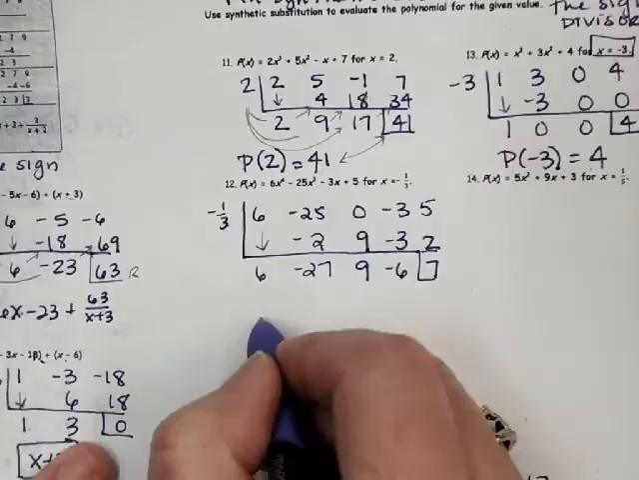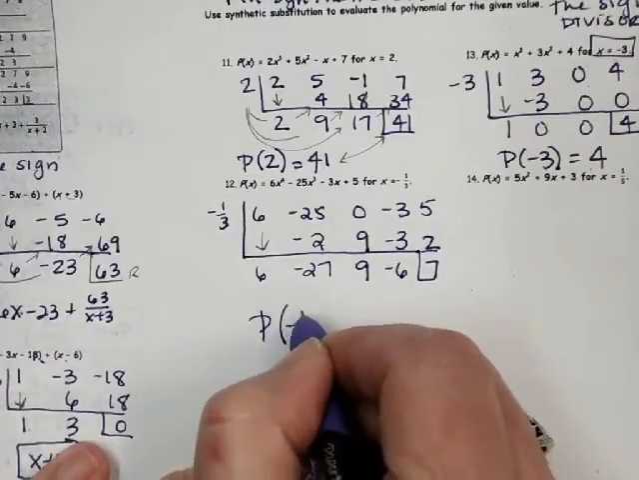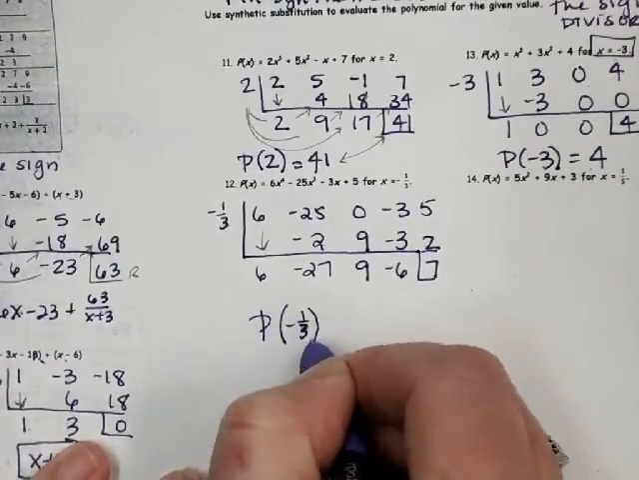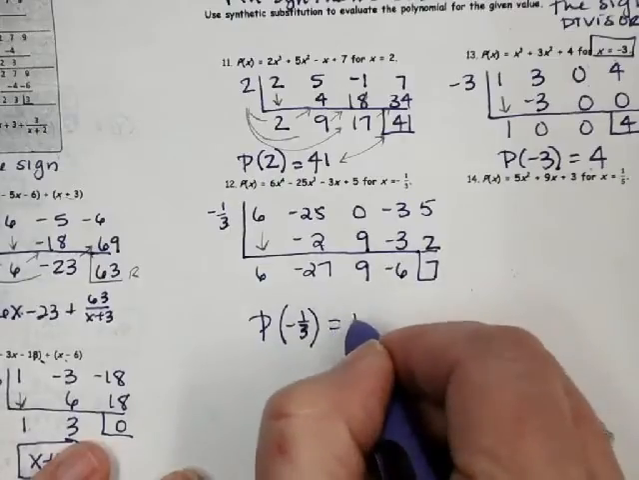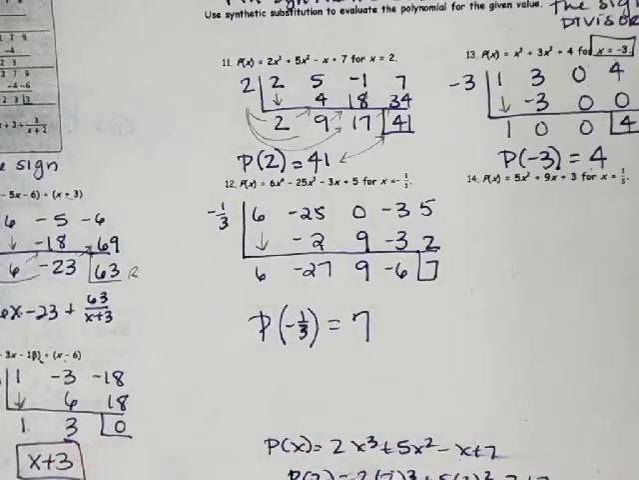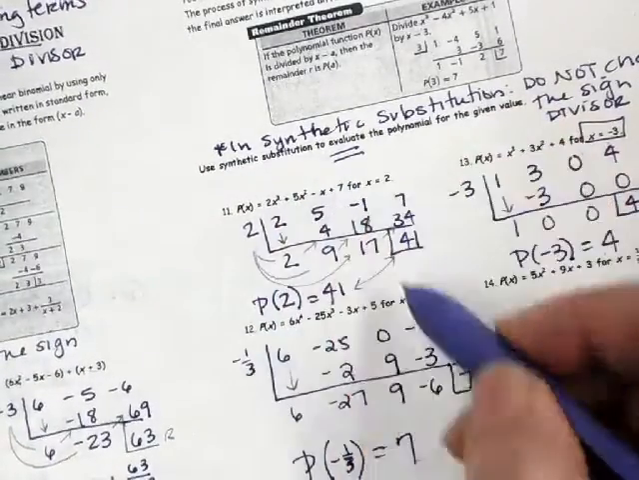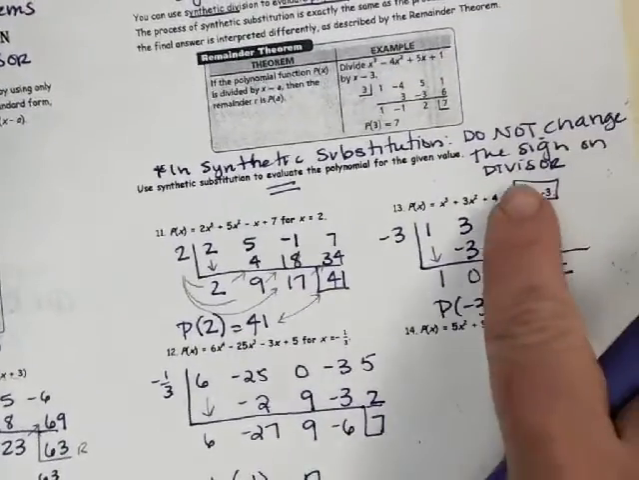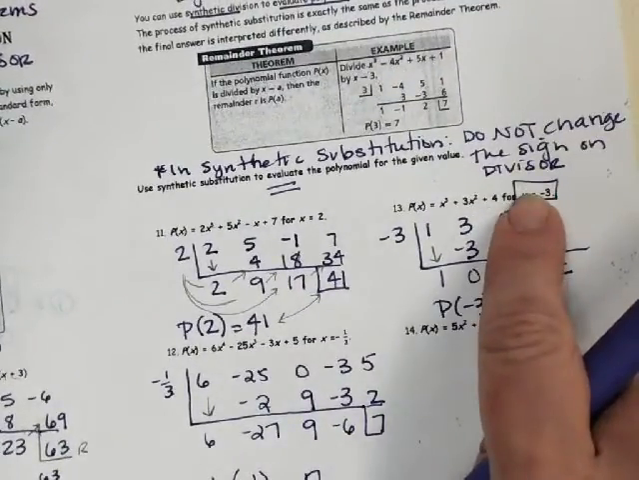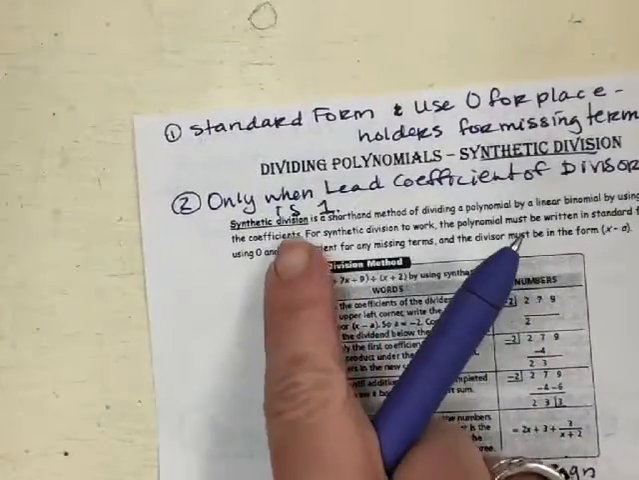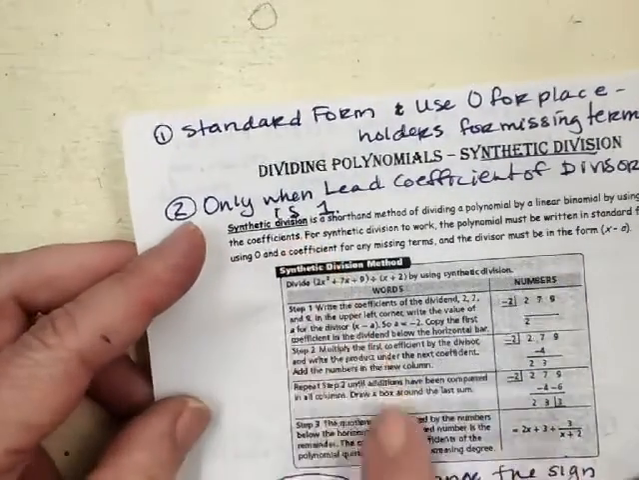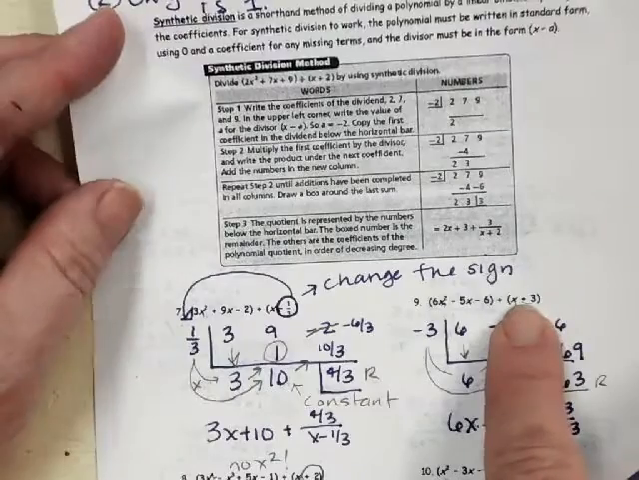So that means that if I substitute negative 1/3 into x for my function, it gives me a value of 7. So if it's substitution, if it says use synthetic substitution to evaluate the polynomial, do not change the sign. If it says to use synthetic division, then you do change the sign on that divisor.